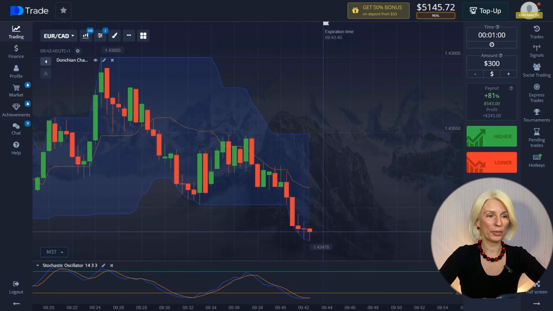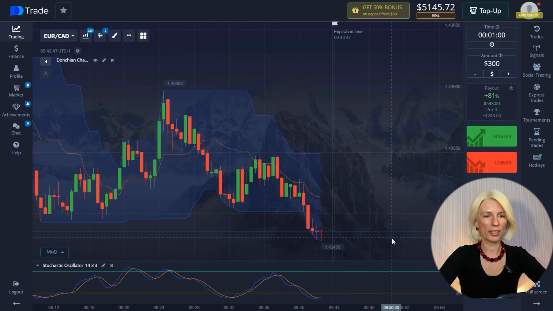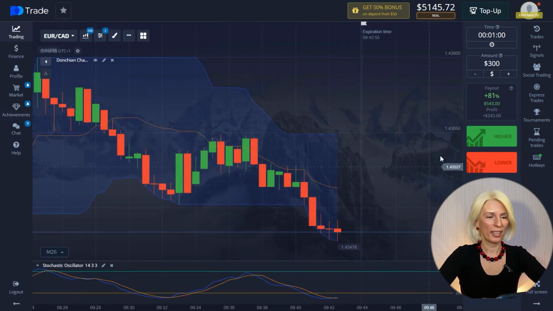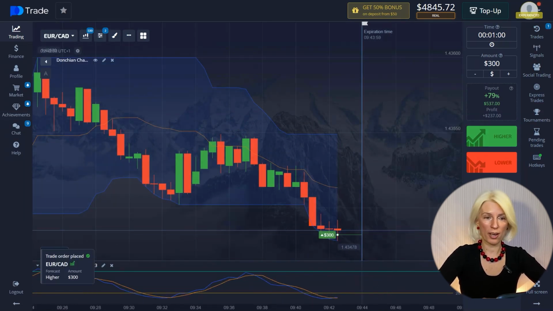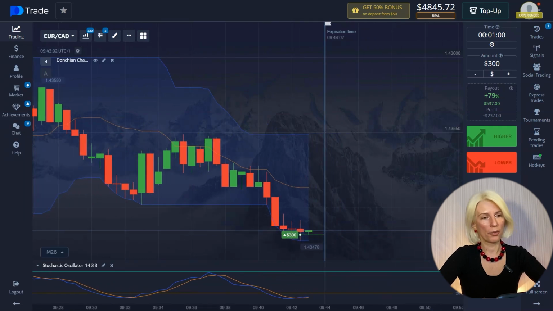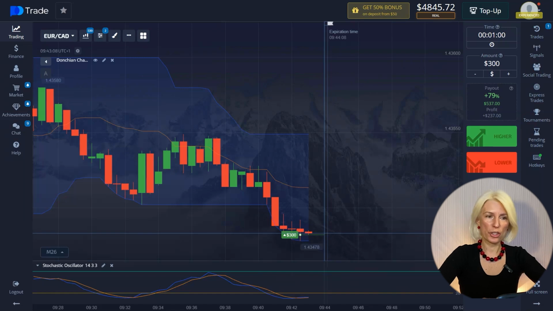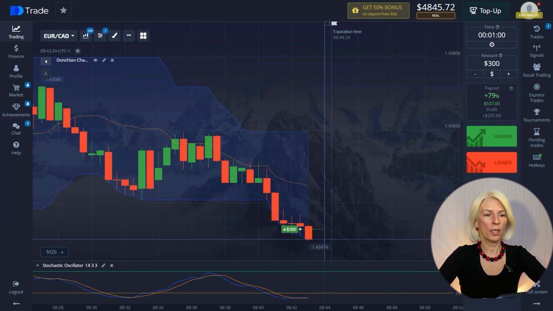Quotes are at a new local minimum. At the same time, the decline has noticeably stopped. In this situation, I open a trade for a high price movement. The bid is $300 for 1 minute. In making the decision, in addition to the movement of quotation, I also took into account the stochastic indicator, the lines of which are in the oversold zone with a tendency to exit, which indicates a possible price increase.